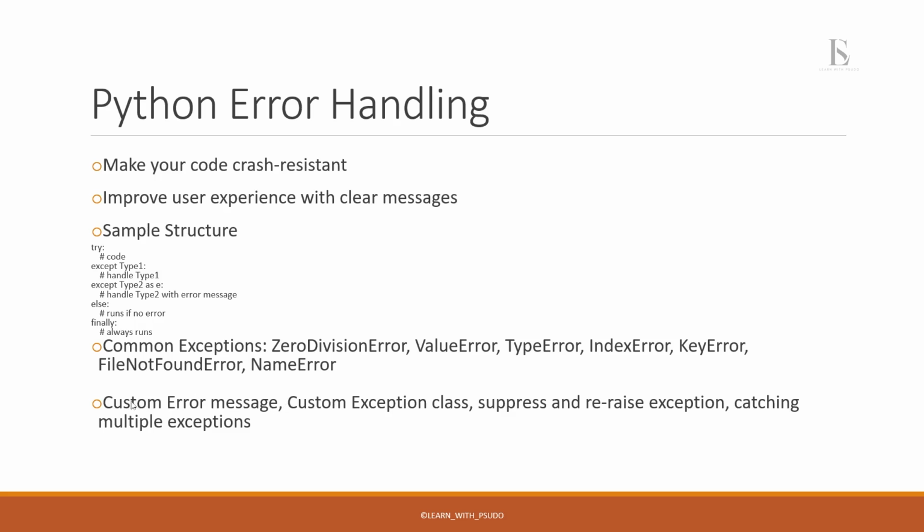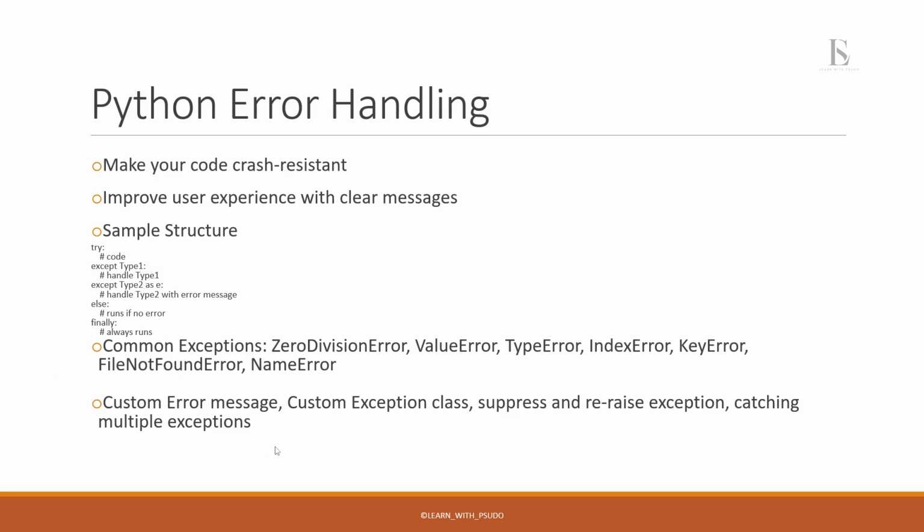Moving on, we had seen custom error messages that we were passing. We had seen custom exception classes. We also suppressed the exception that we already know is going to come, but we still want the code to run. So we use suppress as the keyword there. And we also saw how to re-raise an exception.